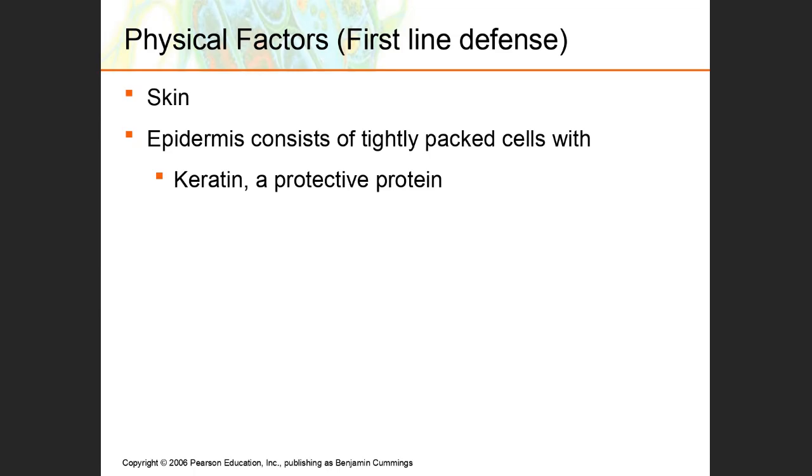Skin. Skin is a physical barrier. It helps to block pathogens from getting inside. As we just learned, there needs to be a break in the skin to allow that pathogen to get through. So skin, as long as it's intact and unbroken, is an excellent barrier. Lots of tightly packed cells, lots of thick, tough keratin protein. So your skin is fairly tough, at least when it comes to bacteria.